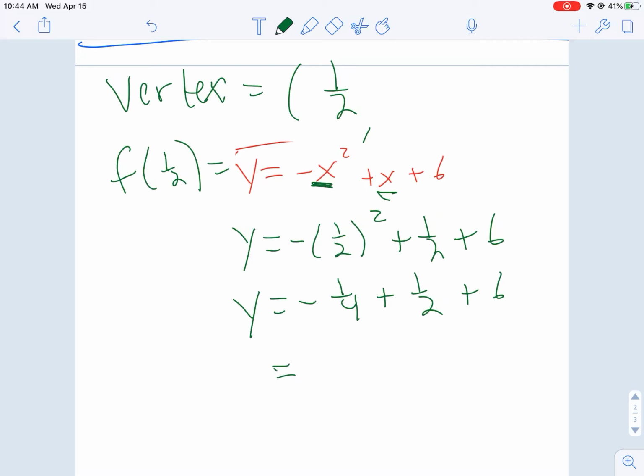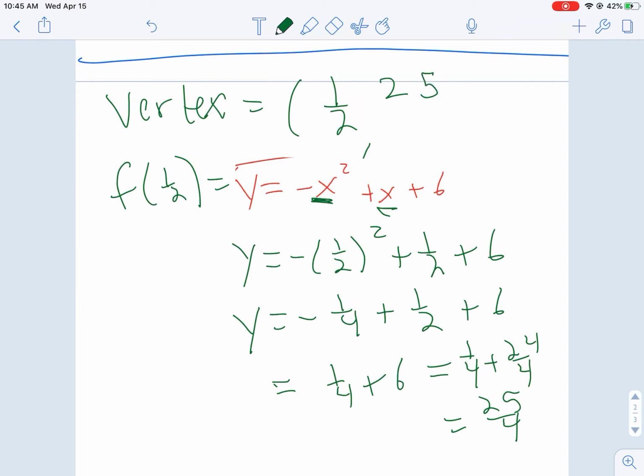Simplifying it, that gives me 1/4 plus 6. No, let's do common denominator here. Let's do 1/4 plus 24 over 4, which equals 25 over 4. And that's going to be the y coordinate of my vertex. So we found our vertex.